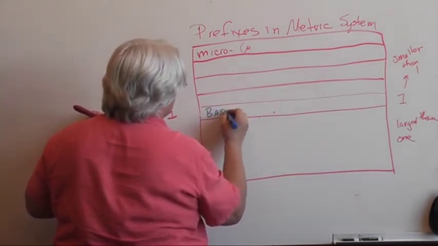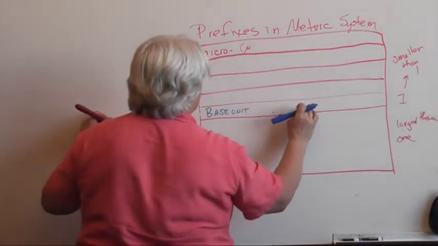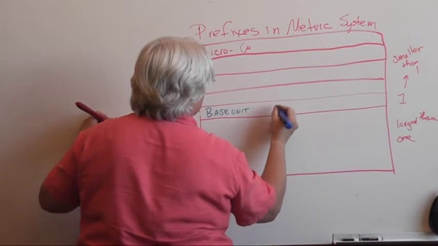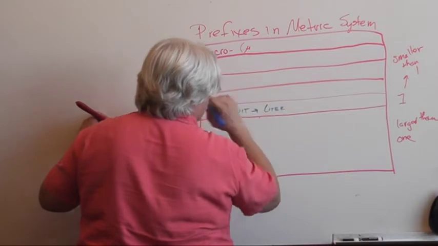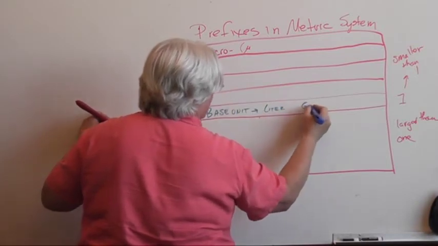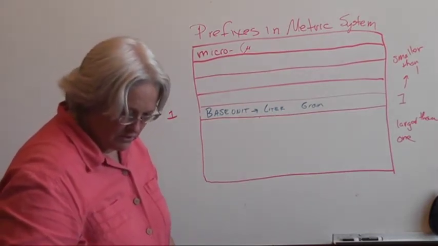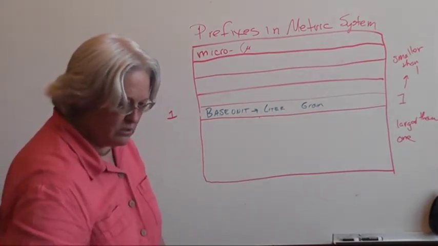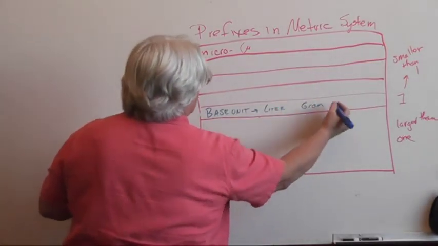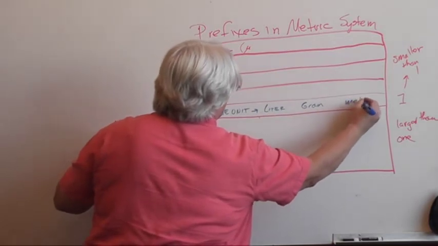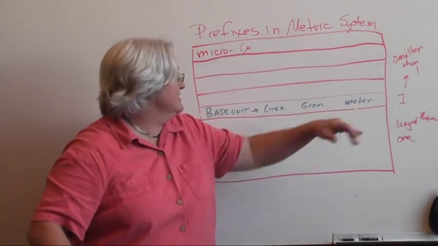The base unit of volume is liter. The base unit of mass is gram. And what's the other one? Meter. Liter, gram, and meter. Okay. Liter is volume, gram is mass, meter is distance.